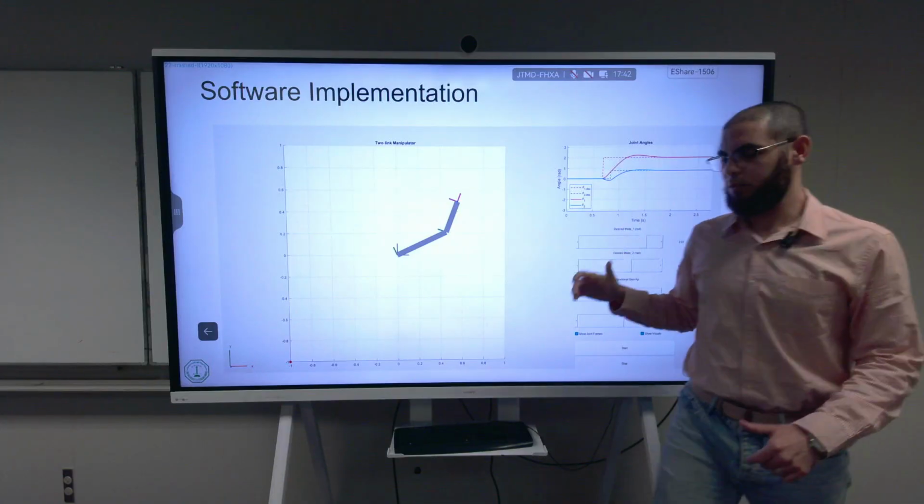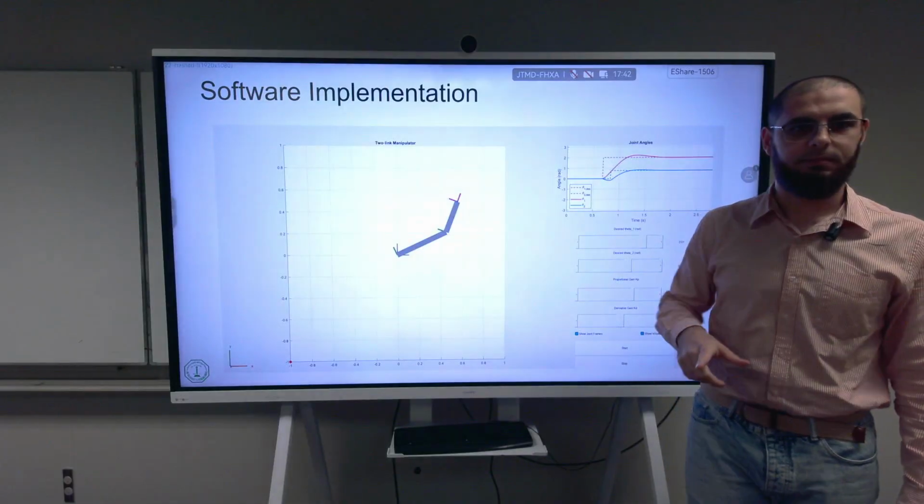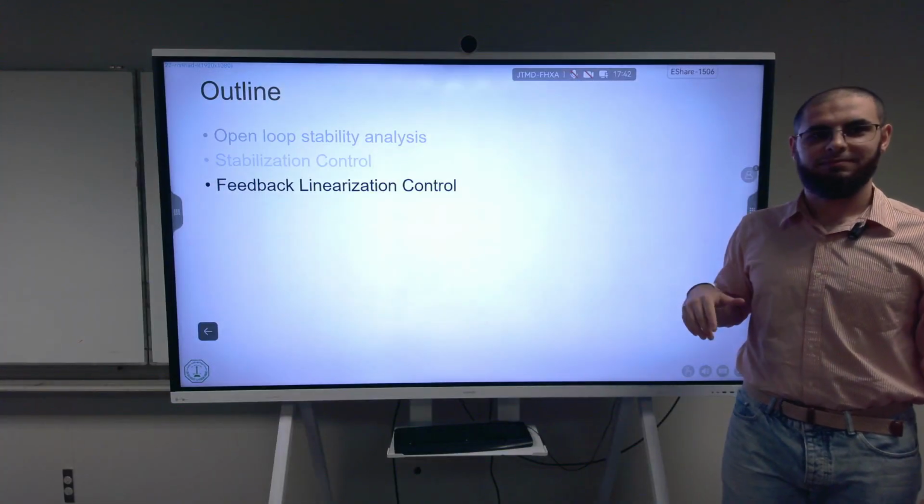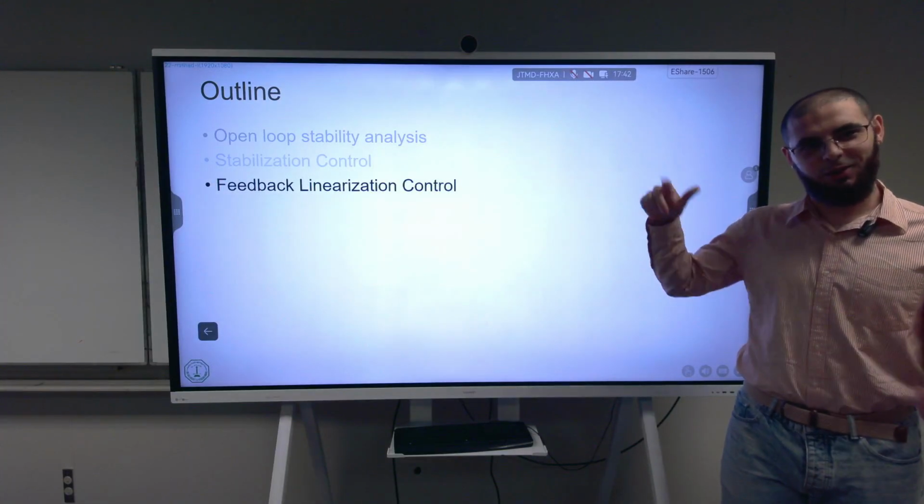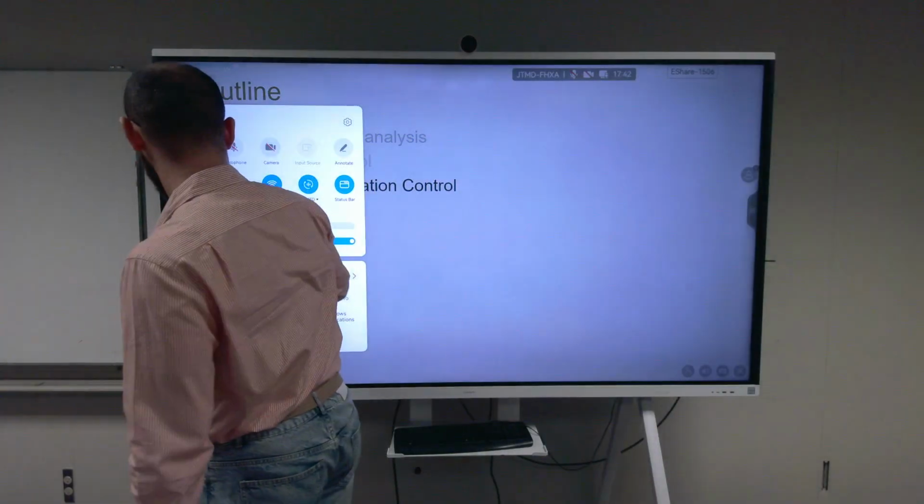Okay, so let's go to the board. Any questions before we start? There is another method like feedback linearization or computed torque. Yeah. So after I tell you about this, I'm going to go to feedback linearization.